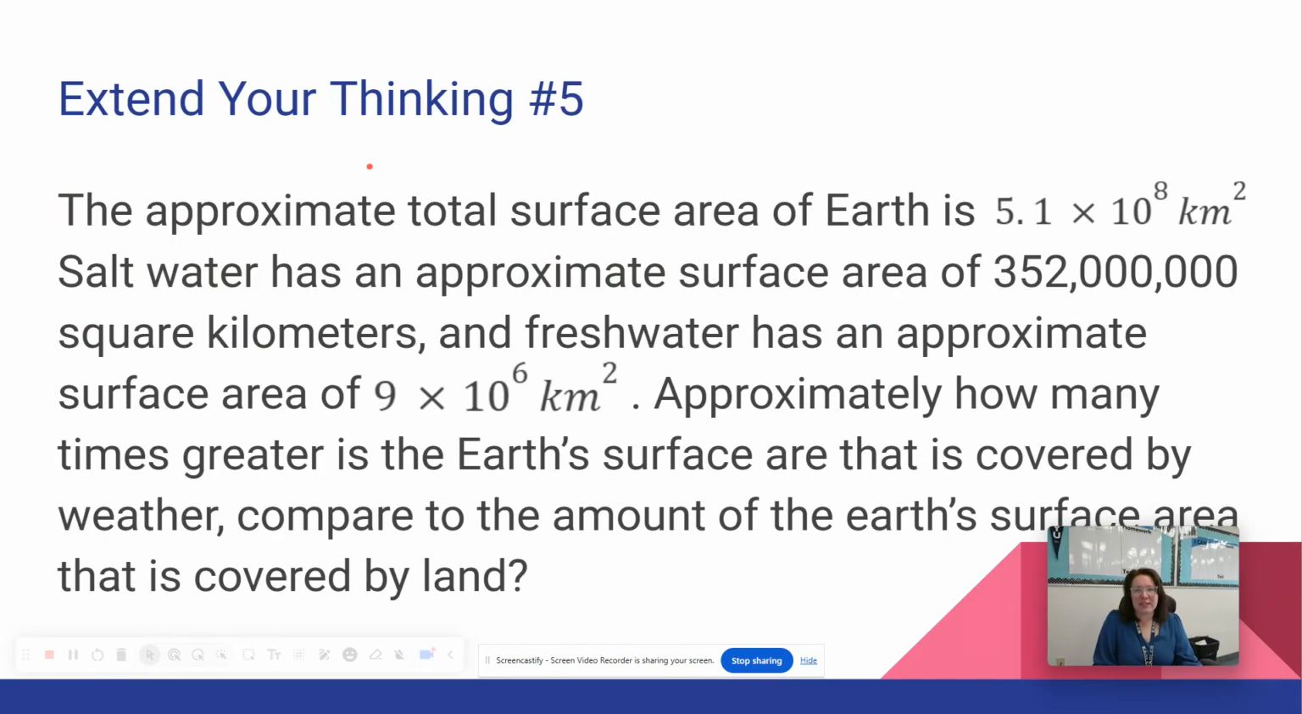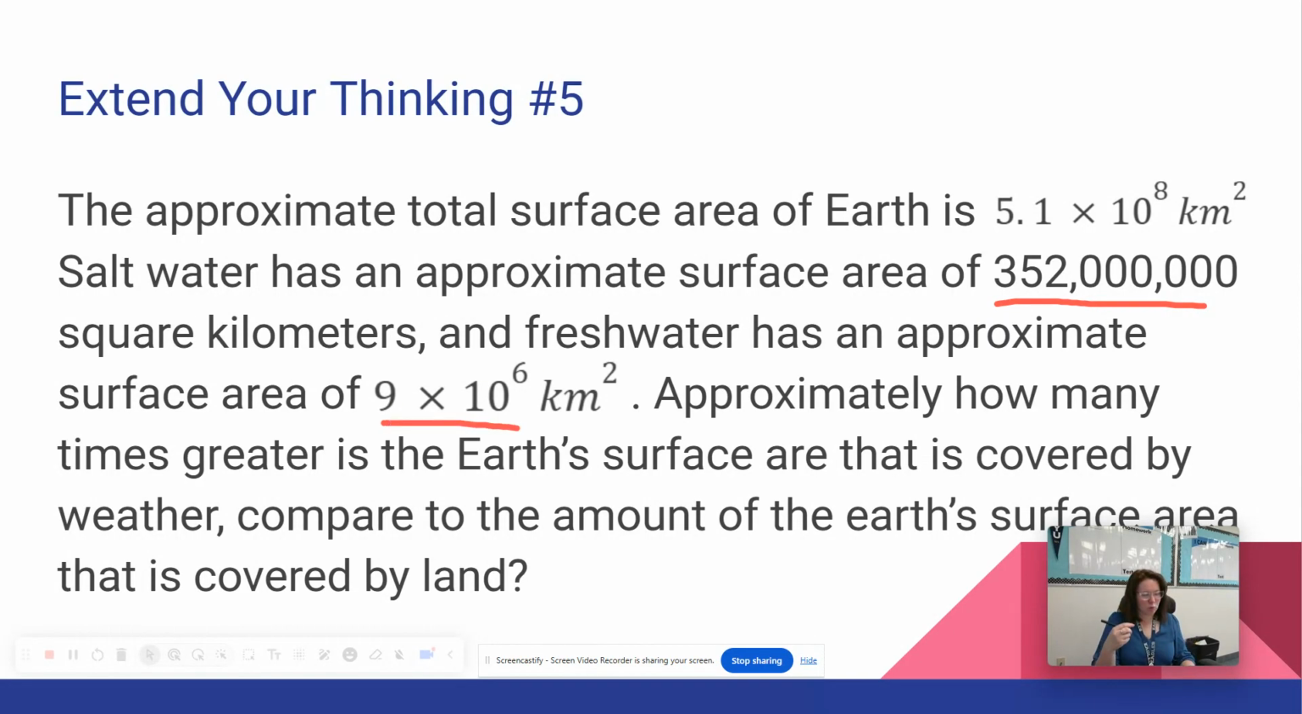The approximate total surface area of Earth is that big. Salt water has an approximate surface area of that much. Fresh water has an approximate surface area of that much. Approximately how many times greater is the Earth's surface that is covered by water compared to the amount of the Earth's surface area that is covered by land? So let's figure out how much is each. This is salt water. And this is fresh water.